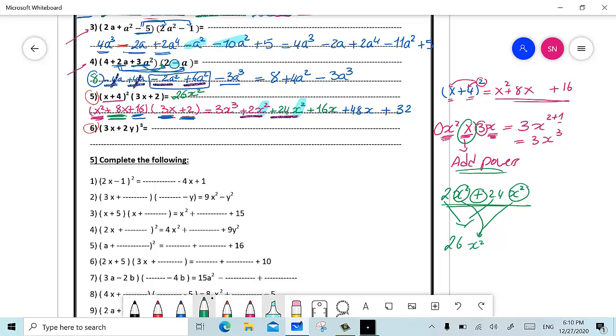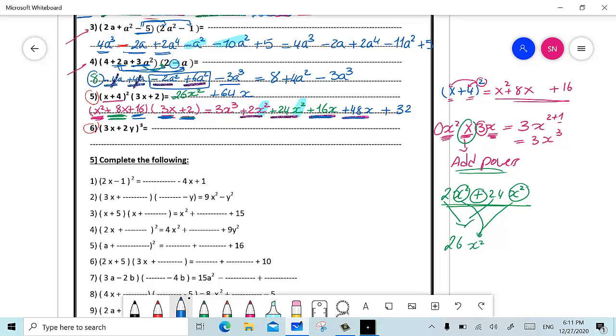And going now to see if I have any other like terms, I will find that I have positive 16x and positive 48x. Positive 16x and positive 48x equals positive 64x. Again, since I'm only adding like terms, I add only the coefficients and the variables remain as they are.